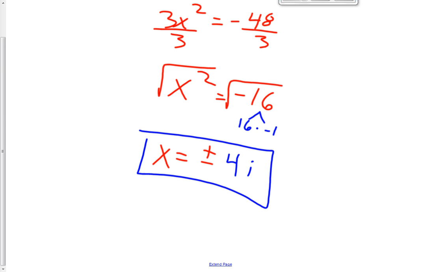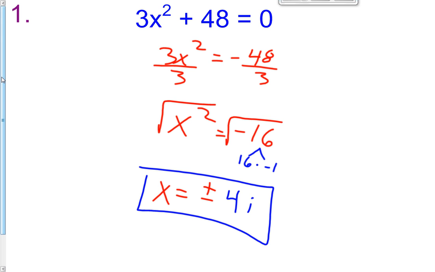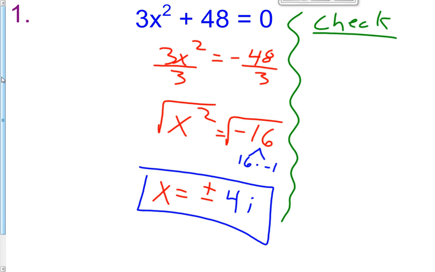Class, you don't have to check your work on these ones, but you could. We're solving an equation, so whenever we solve an equation, we could always check our work to make sure we get the right answer. I'll do that just one time in this lesson so you guys can see how to do it. There's two answers, the plus and minus 4i. We'll just check the positive 4i. So it's 3 times x squared, and x is 4i, and then square it. Plus 48, that equals 0.